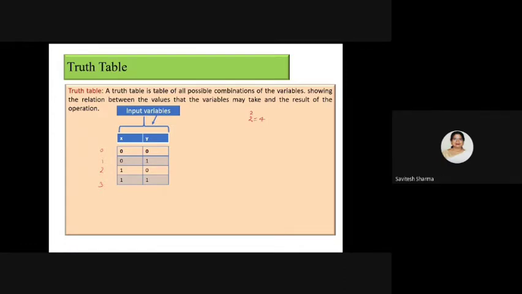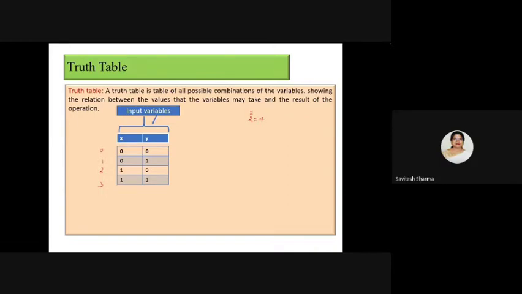You can't skip some combinations and leave the rest. No, you will represent all possible combinations of the respective total number of input variables.